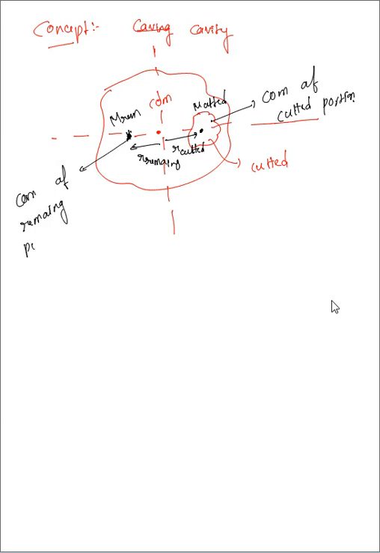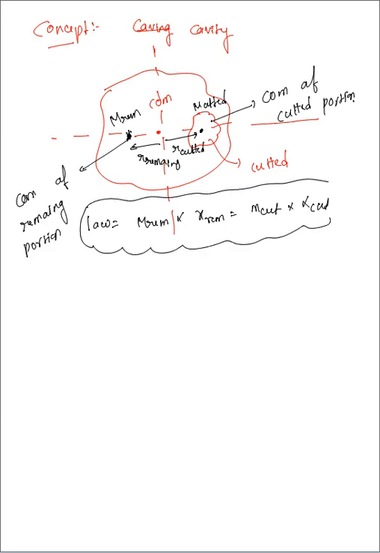To solve this type of numerical, which will be there in NCERT and HC Verma everywhere, and will be useful for CET, NEET and JEE also, I am going to give only one law that you need to follow: M remaining into x remaining is equal to m cut into x cut. If you remember only this law, it will be easy to solve the numerical. So just follow this rule: M remaining into x remaining equals m cut into x cut.